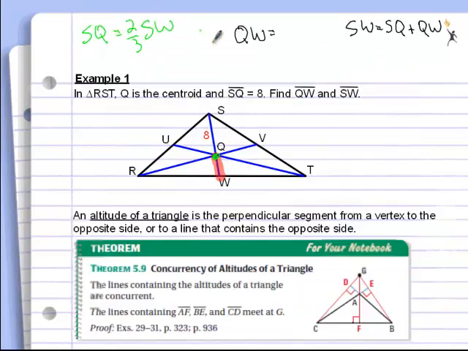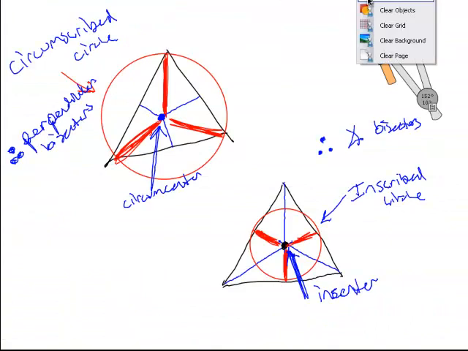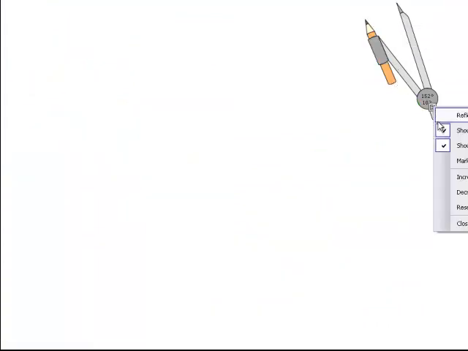So I can take that and apply it. From the vertex to the centroid equals 2/3 of the whole. Well, I know that SQ is 8. So I can substitute it in here and say, instead of writing SQ equals 2/3 of SW, I can say that 8 equals 2/3 of SW. Now this problem, we're going to rewrite right here. Get rid of this guy because we don't need him anymore. We were told that SQ equals 2/3 of SW.